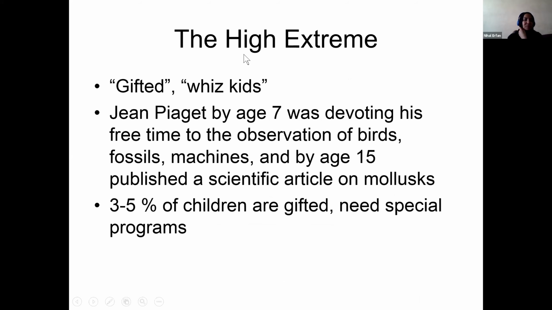What about the higher extreme? People that are gifted. If you remember Piaget, by age 7 he was observing birds and fossils, and by age 15 he published articles. 3 to 5% of children are gifted, and so they too will need special programs. So with a bell curve, the average is under the bell, and then you have the extremes of 3 to 5% both ways, either intellectual disability or being gifted.